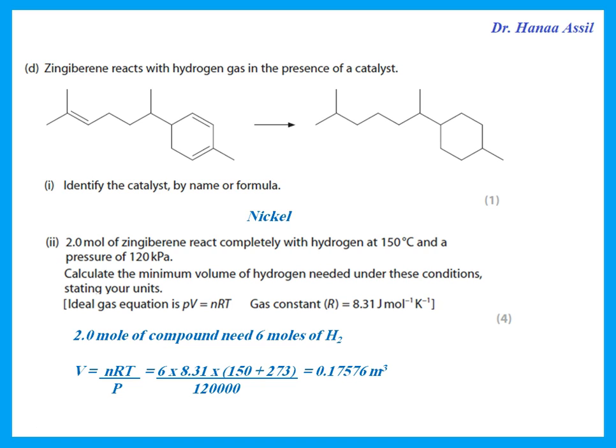R, he gives me 8.31. Plus the temperature, 150. Remember, you need to change it to Kelvin, so you add 273. The pressure should be in Pascal. So if he gives it to me in kilopascal, I have to multiply by 1,000. So that gives me the volume in meter cubed.